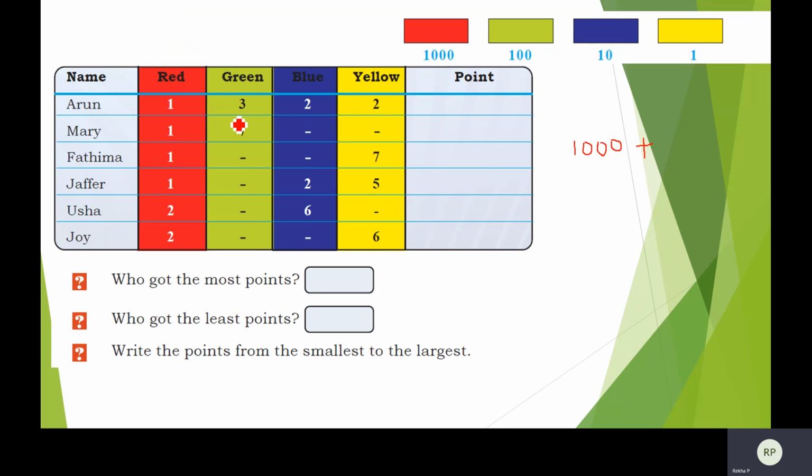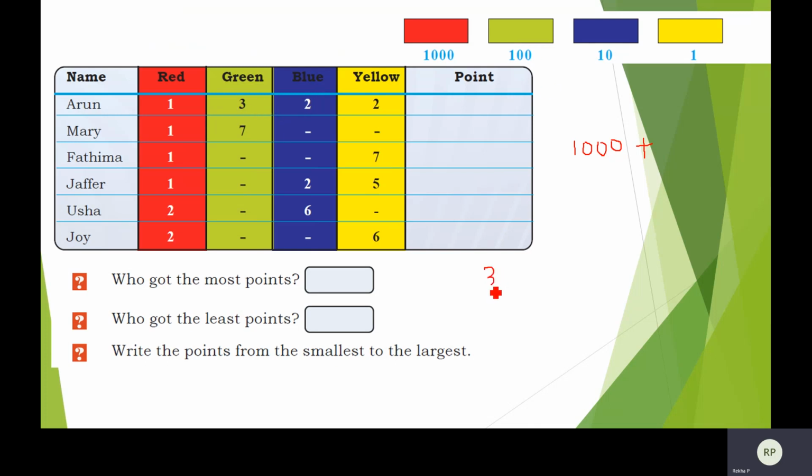Okay. So now the next thing is, 3 green cards are there. For 1 green card, 100 points are there. So for 3 green cards, how many points are there? It is easy, right? That is what multiplication is. For 100 points, and then 3, how will you find out? So multiply 3 and 100.